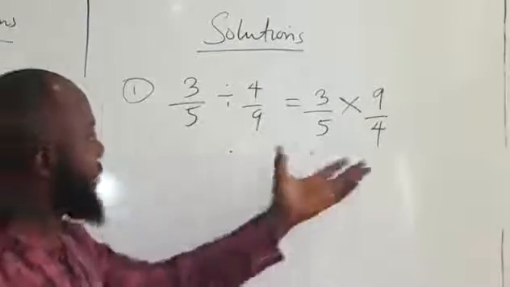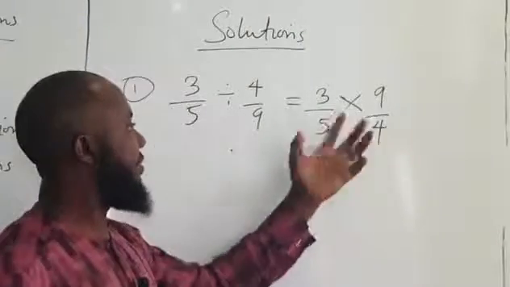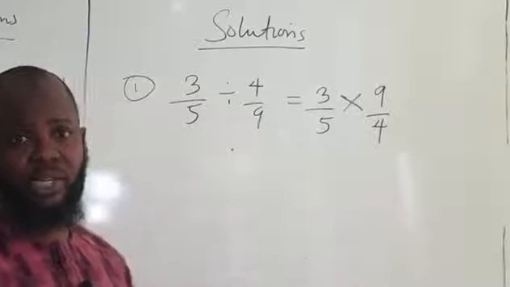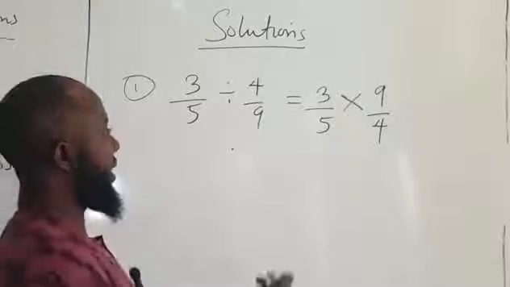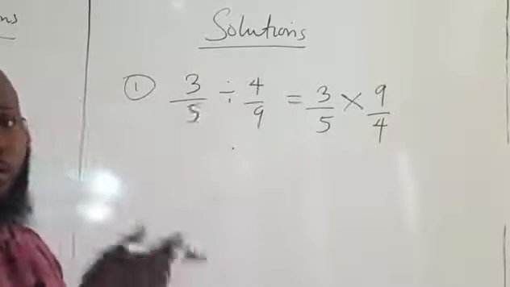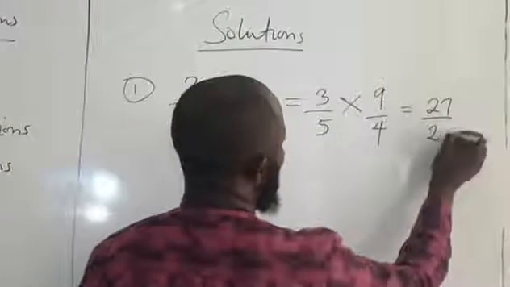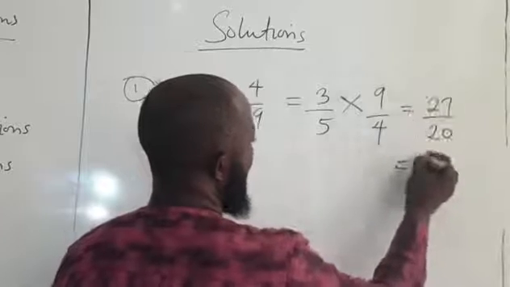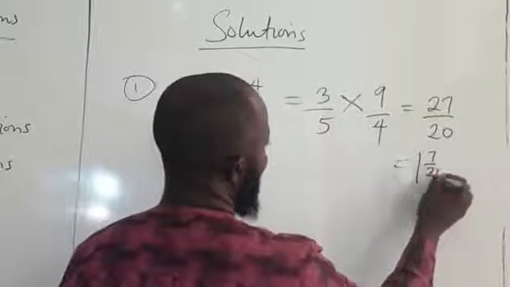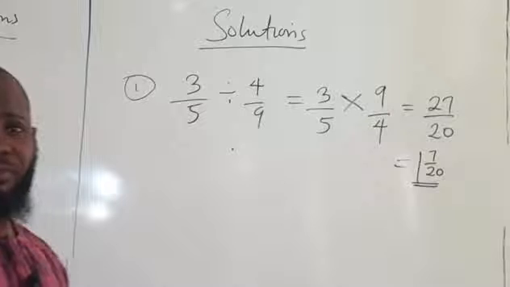So in this case, are we going to stop here? No. Do we have any factor that can divide the numerator and the denominator? No. So in that case, we multiply the numerator, then we also multiply the denominator. So in that case, we are going to have 27 all over 20. So which will give us 1 whole number, 7 all over 20. I believe this is very clear.